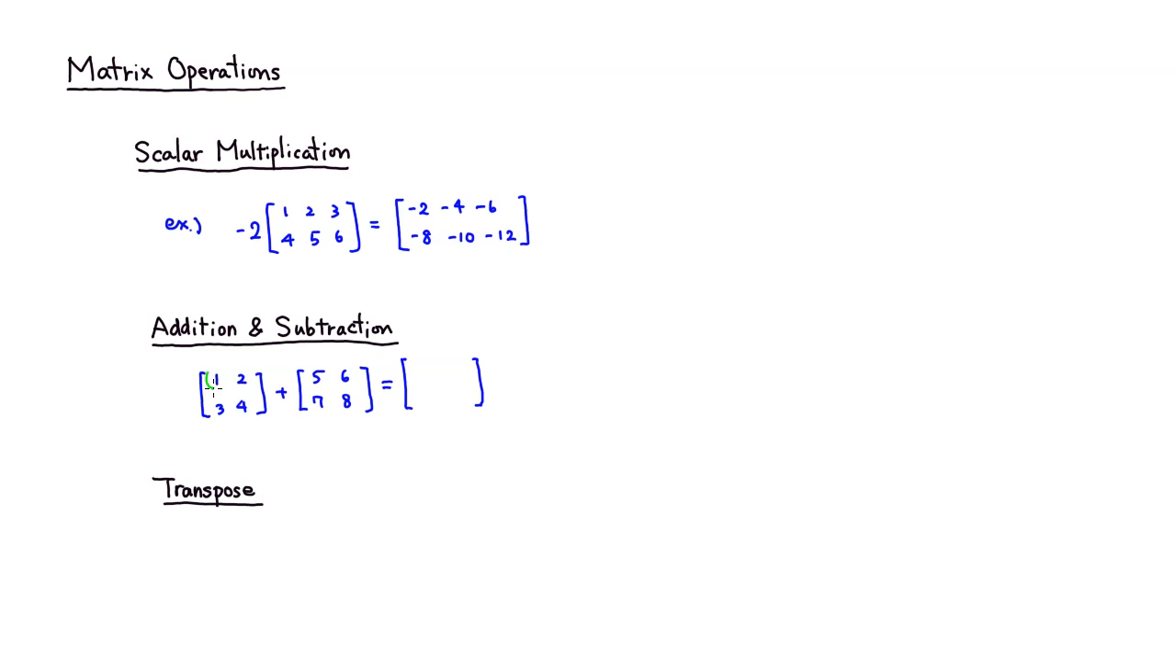So you're going to do 1 plus 5, that gives you 6. And then 2 plus 6 gives you 8. And then 3 plus 7 gives you 10. And 4 plus 8 gives you 12. And subtraction works exactly the same way. Instead of addition, you do subtraction.